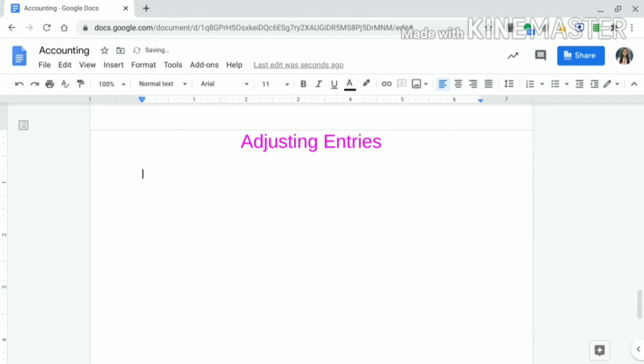So, sa adjusting entries, there are things that we need to consider first. Let us go back to basic accounting discussion. Although, ang adjusting entries naman is basic accounting din. But we have to review some principles na supposedly were discussed to you during the earlier parts of basic accounting. So, first one is about the periodicity concept.